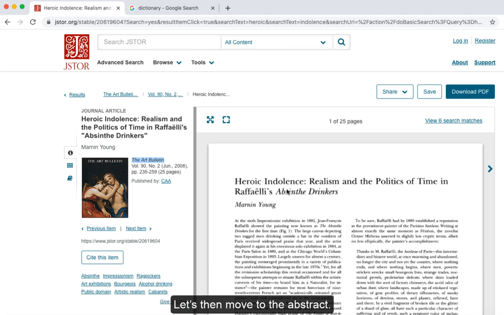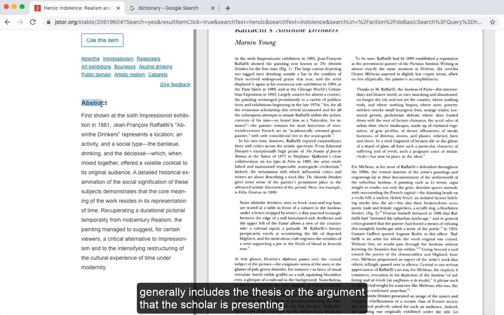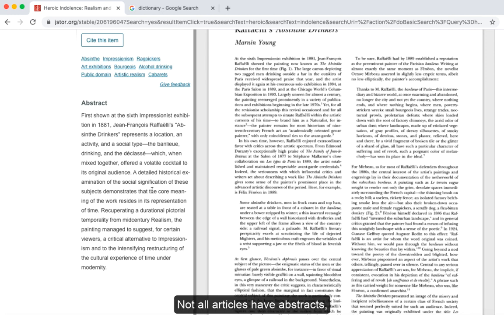Let's then move to the abstract. The abstract is a short summary of the article, and it generally includes the thesis or the argument that the scholar is presenting and how he's going to prove that argument. This is really helpful to know before reading the whole article. If you understand what the scholar is presenting and the point they're trying to get across, you'll be able to better evaluate the article and decide for yourself how effective the scholar is in presenting their thesis and their research. Not all articles have abstracts, but luckily this one does.